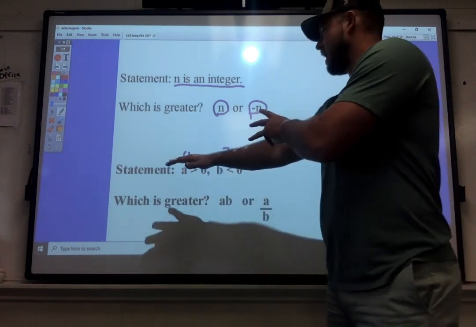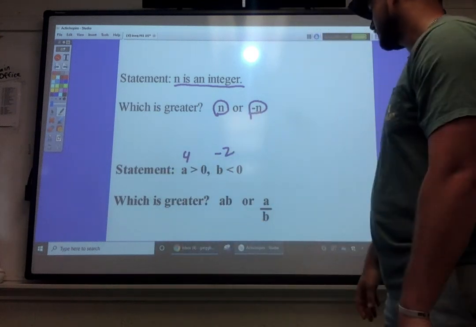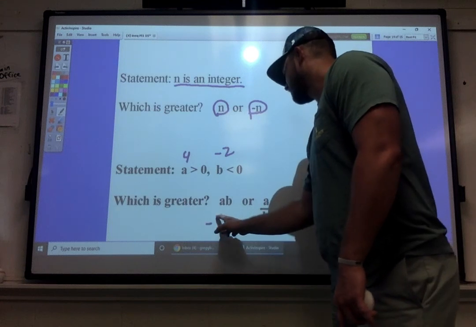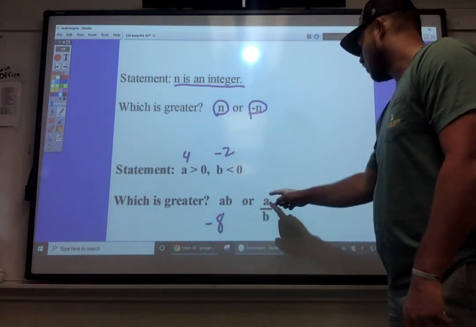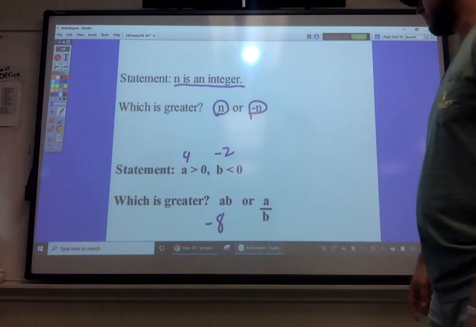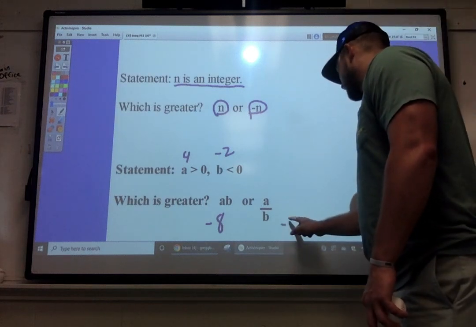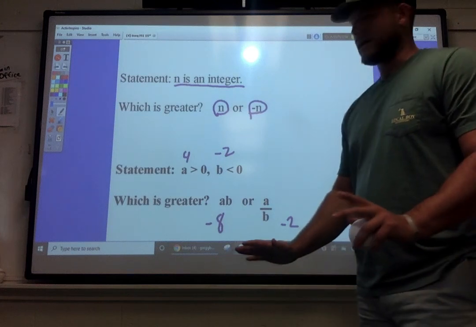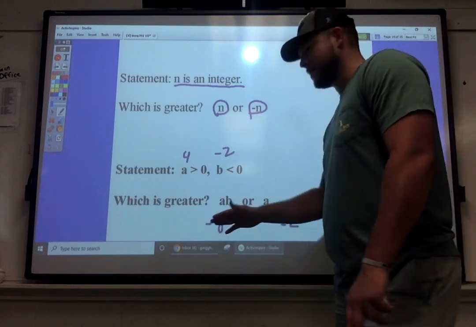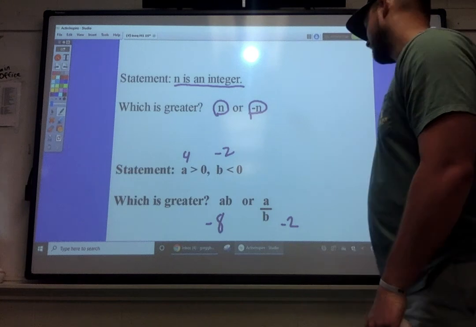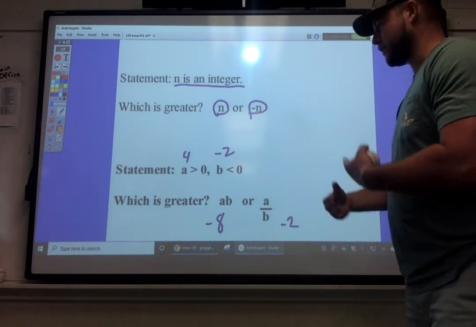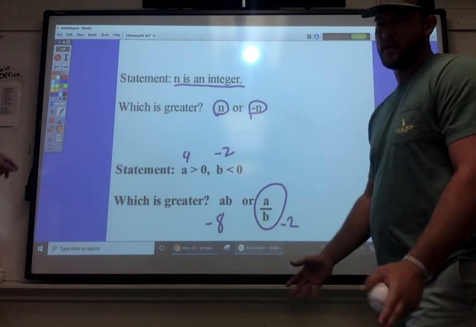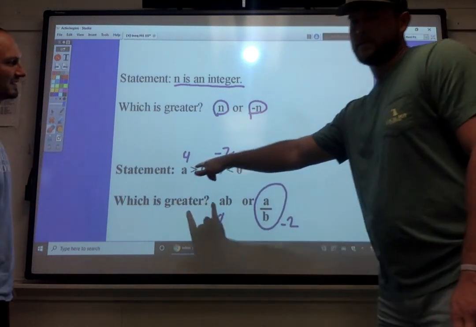So I'm listening to what the statement says. So 4 times negative 2, well, that's negative 8. And then 4 divided by negative 2, well, that's negative 2. Which is greater? Oh, 8's bigger, right? Slow down now. Negative 8 is less value than negative 2. So the greater would be our A divided by B. Always. As long as you follow this statement.